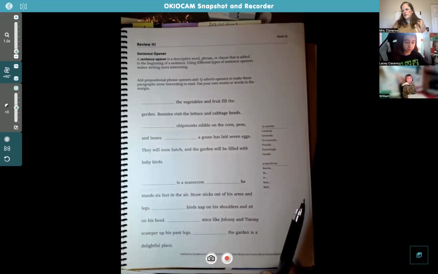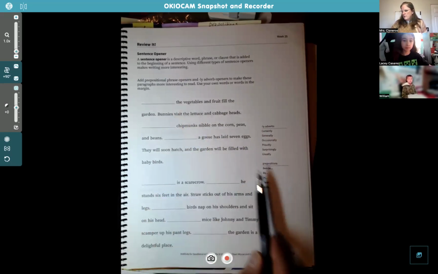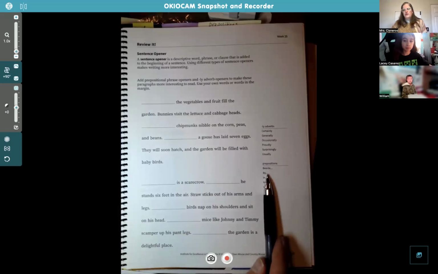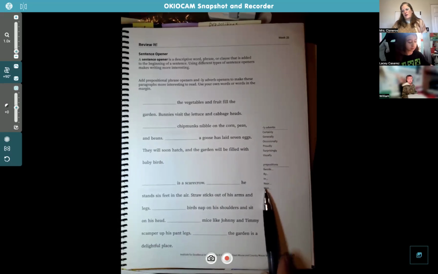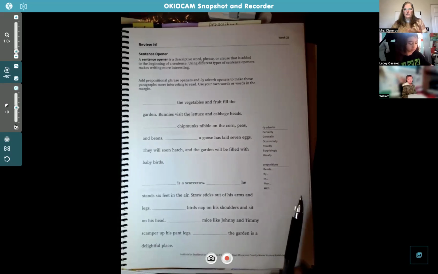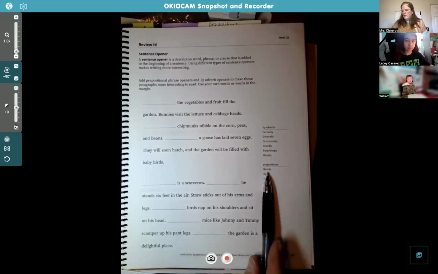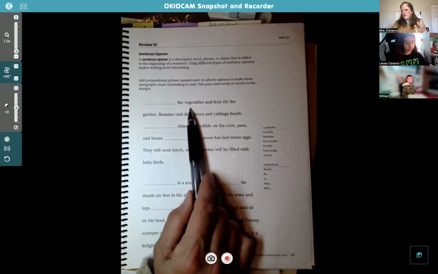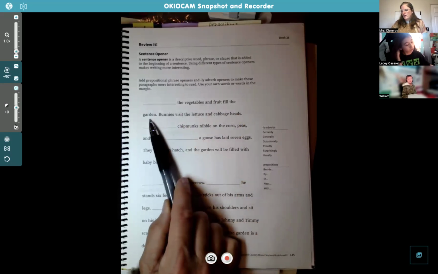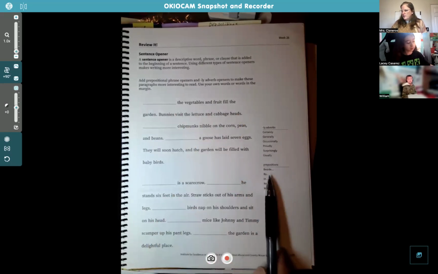So what we'll do is take turns, okay? So I'm going to have Lacey start. The first one is going to be one of the prepositions. And notice that you're going to need more than just the preposition. So that's why they have those little dots there. Like you'll have to add words to that too. But what's a way to start that first sentence? The vegetables and fruit fill the garden. Which one of these prepositions could you use plus other words? What do you think, Lacey?